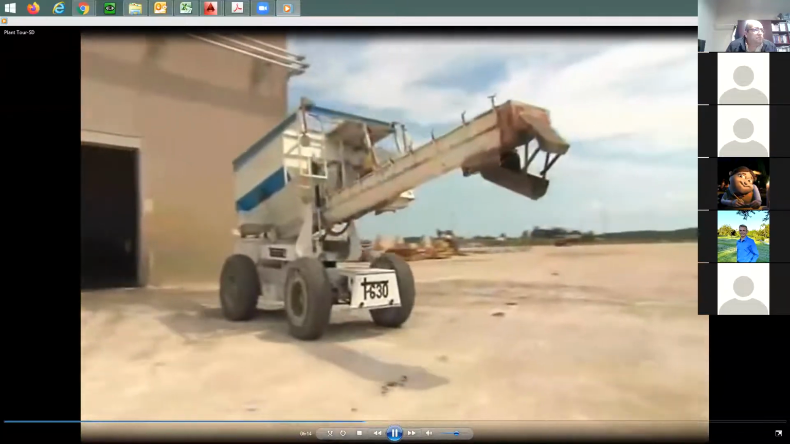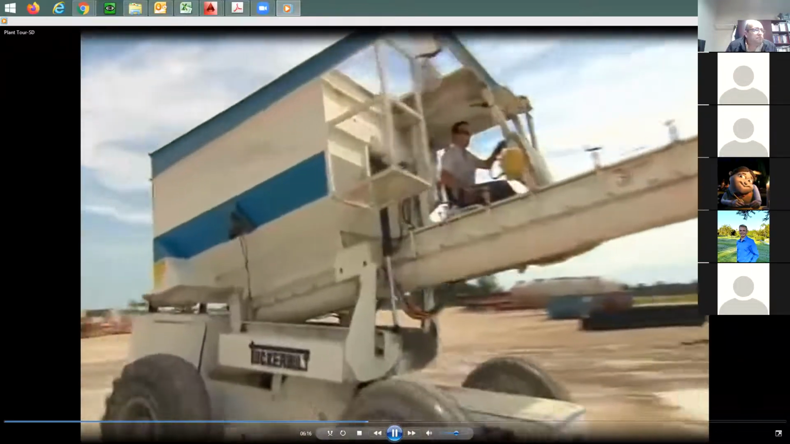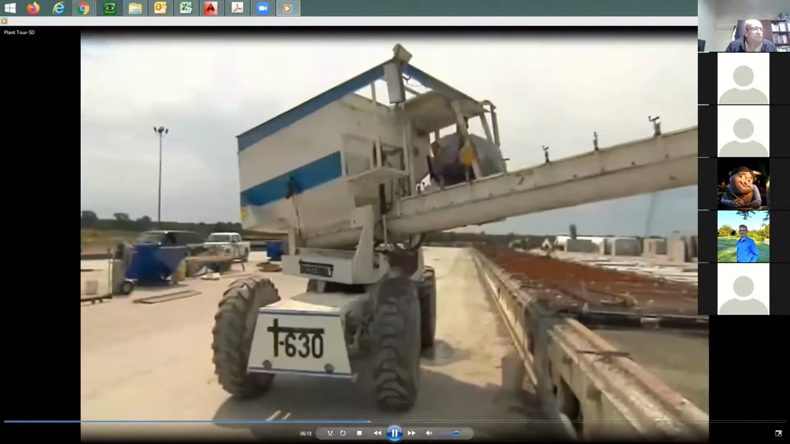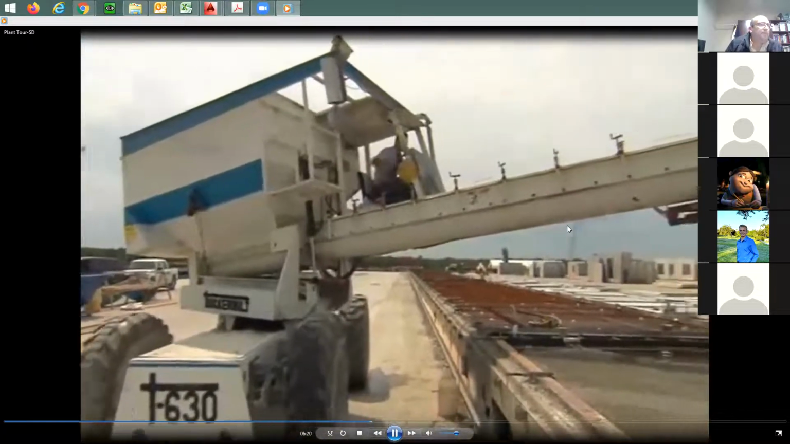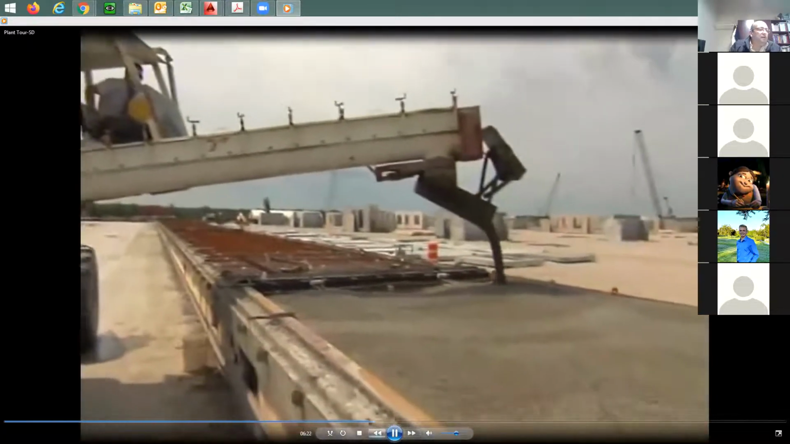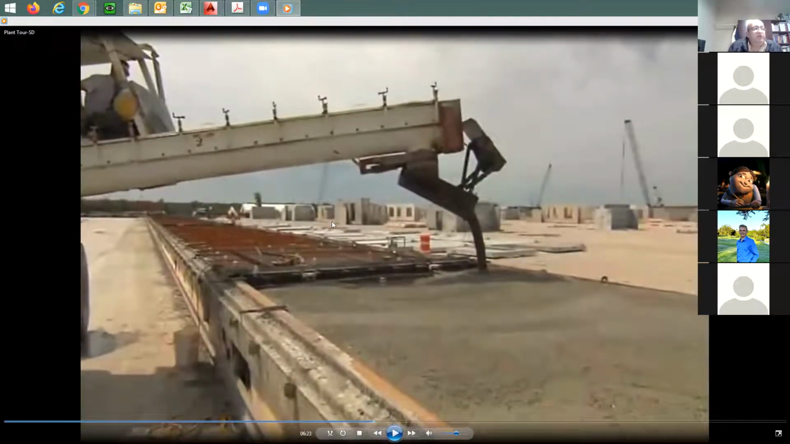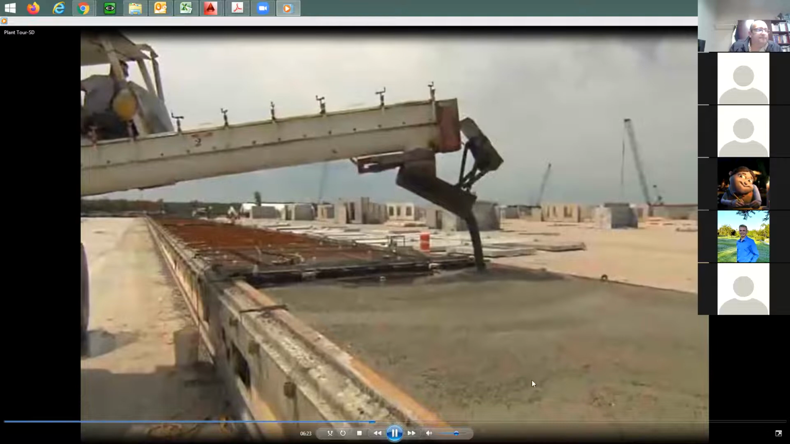It's imperative that the concrete mix be delivered to the form as soon as possible. These vehicles are called tuckers, and they are used to deliver the concrete to the bed in the yard. The concrete mix they are working with is going to harden faster than other concrete, unlike conventional concrete that is cast in place.